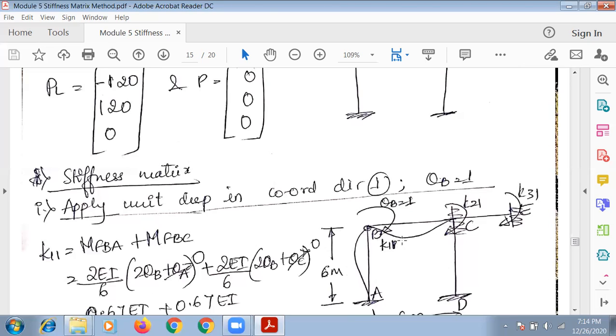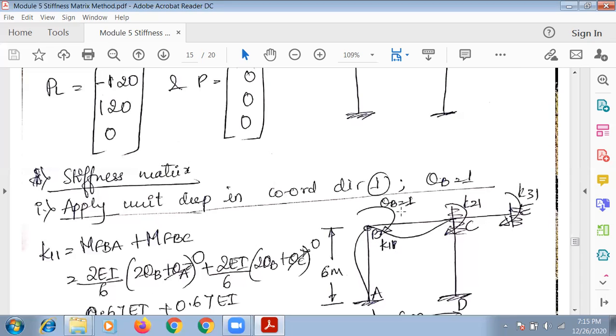Next is the 1, 2, and 3 direction. So K1, K2, K3 are the rotations applied. Because you're applying theta in the first coordinate direction, the second number is like 1, 1, and 1. First write K1, K2, K3, because these are the rotations in the first direction, second direction, third direction.